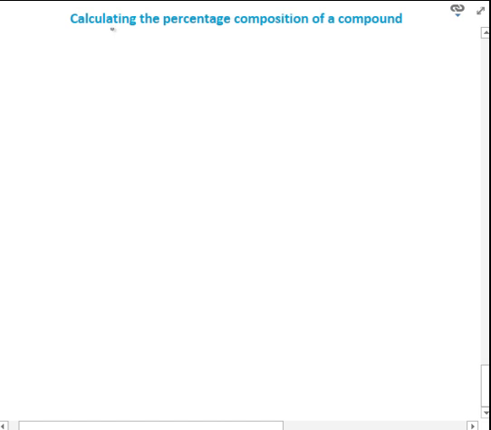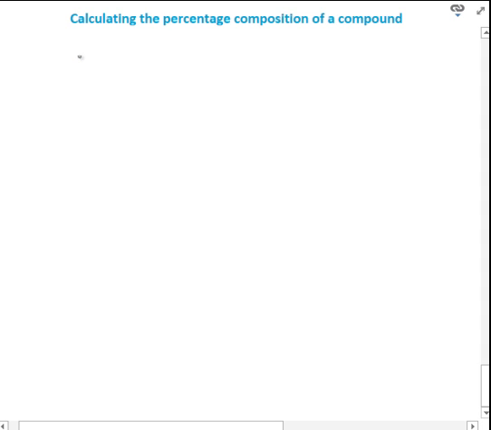So how do we calculate the percentage composition of a compound? When we say percentage composition, we mean how much of each substance that makes up a compound there is. How can we express them in percentage? This is very simple. Let us remind ourselves how we calculate percentage normally, even outside of chemistry.